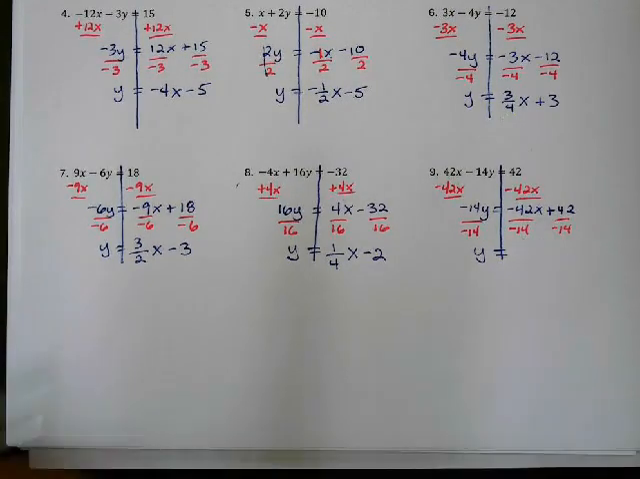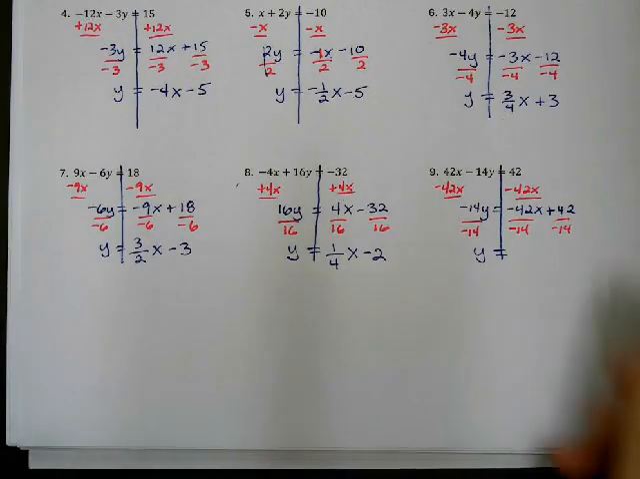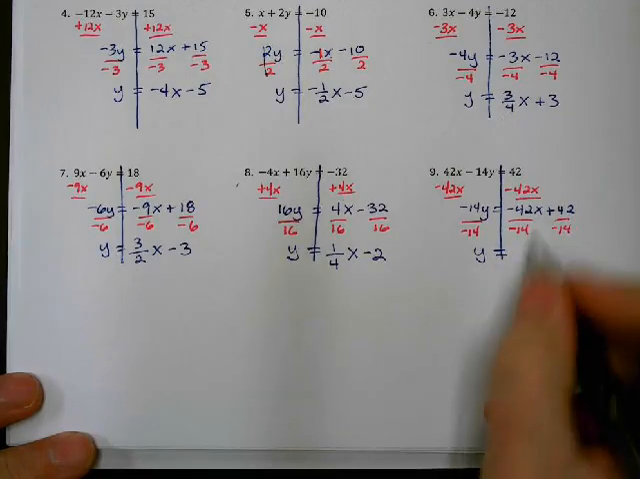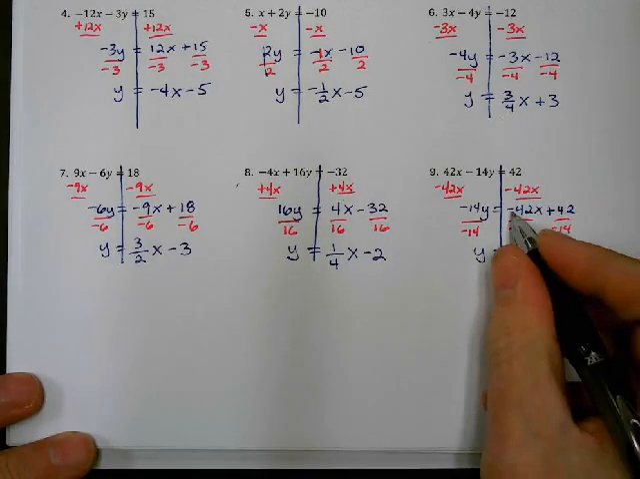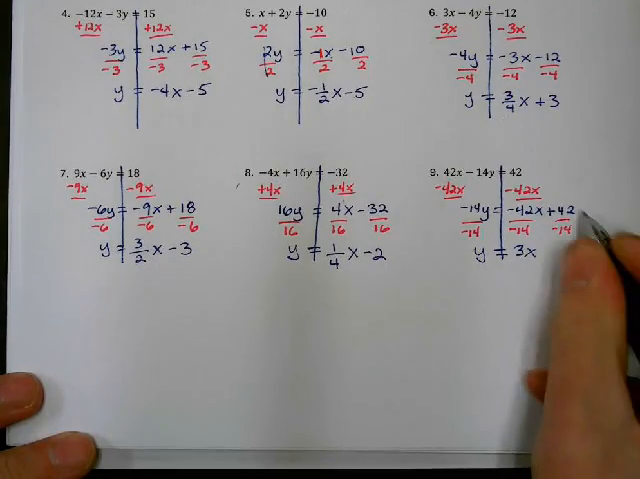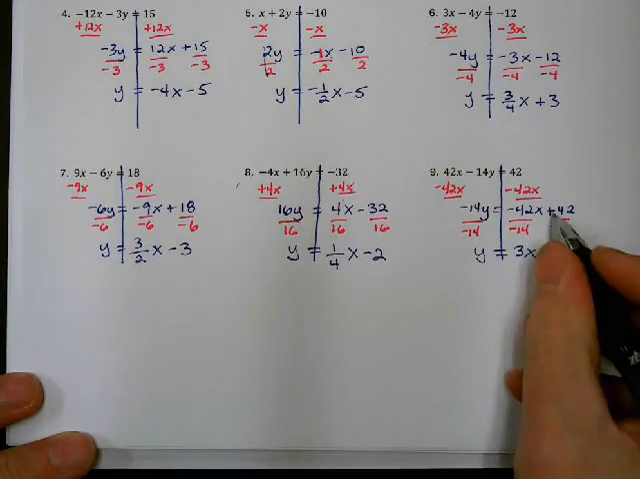14 goes into negative 42 3 times. I definitely didn't mean for that to happen. Oh well, we're just going to go with it. So we end up with 3. 14 does go into 42 3 times. Negative divided by negative is a positive, so we get positive 3x. 42 divided by negative 14. Ooh, now we have a positive divided by negative. This is going to be negative 3.